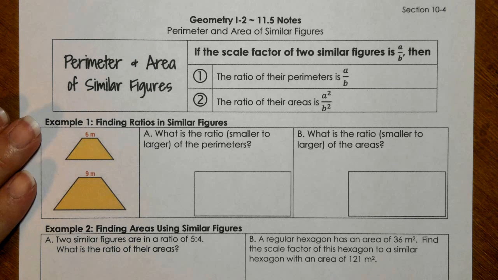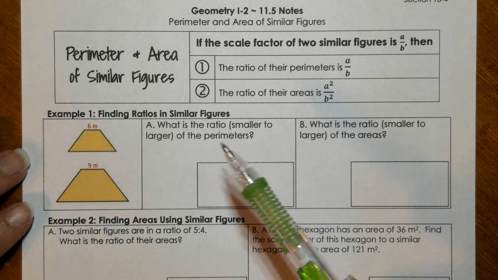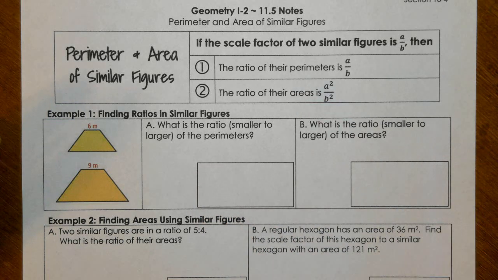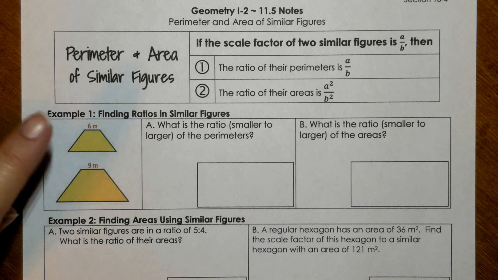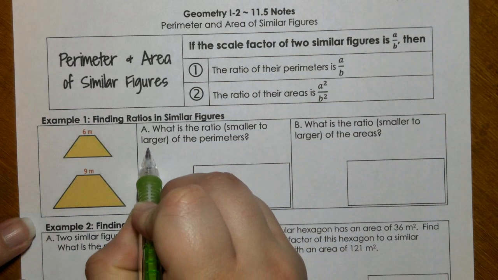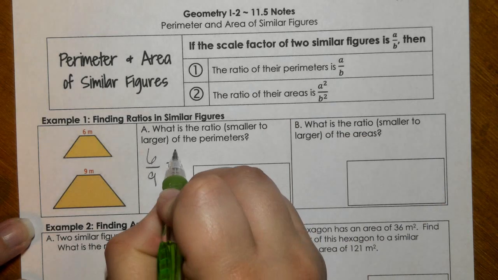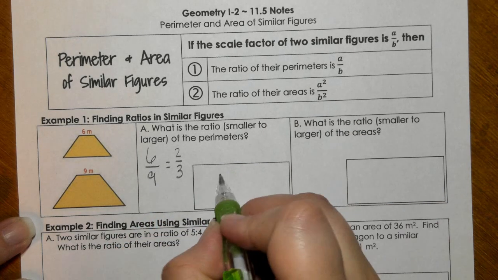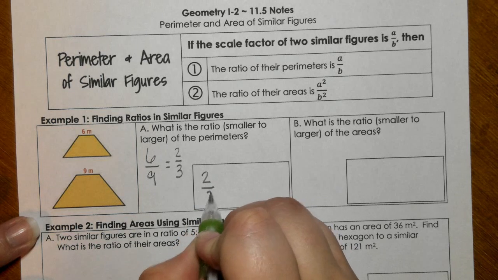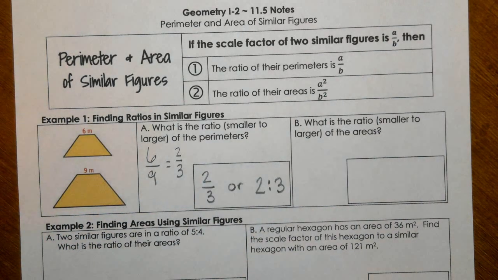So for this one, it says, what is the ratio from the smaller to the larger of the perimeters? So the smaller figure to the bigger figure of the perimeters. I would compare the side lengths, 6 over 9, and that would reduce to 2/3. So we could say 2/3, or you could also write the word "to" in between it. Either way is fine, but most of the time we're going to write it like this.